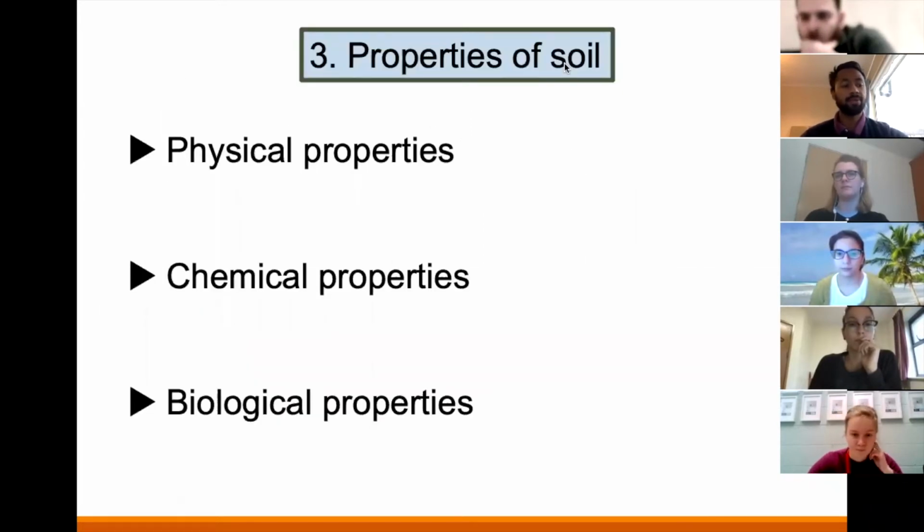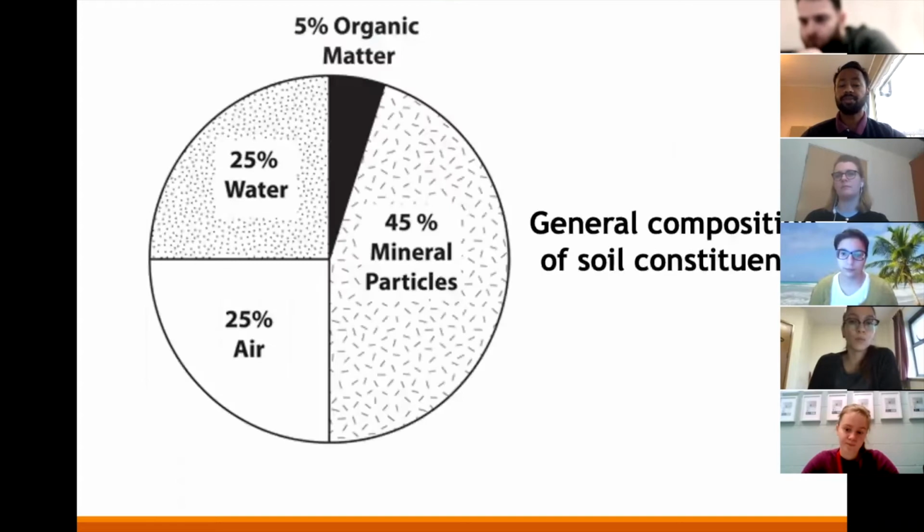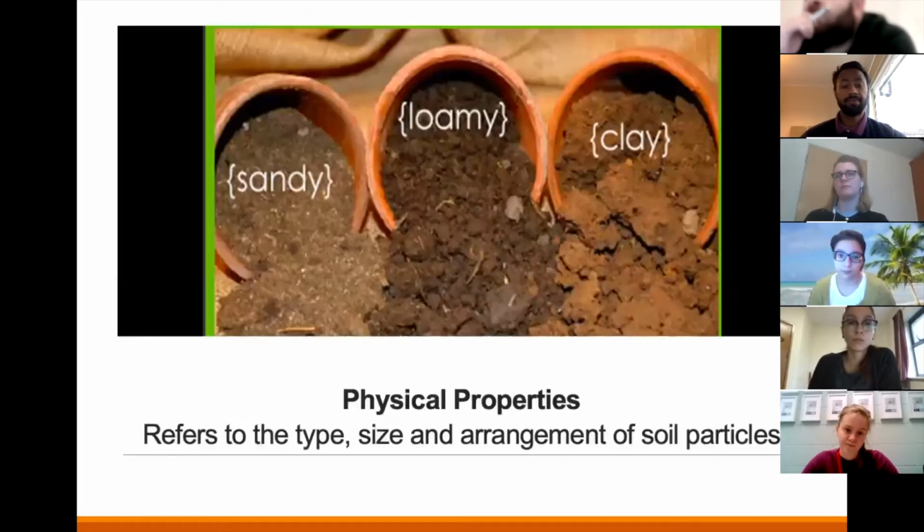So next will be the properties of soil. There are 3 major properties of soil, which are physical, chemical, and biological properties, where physical properties are the main constituents of any soil layer, making up 45% of the soil.